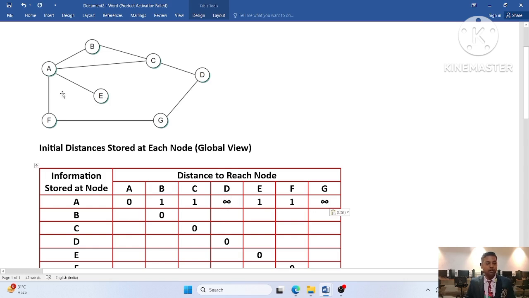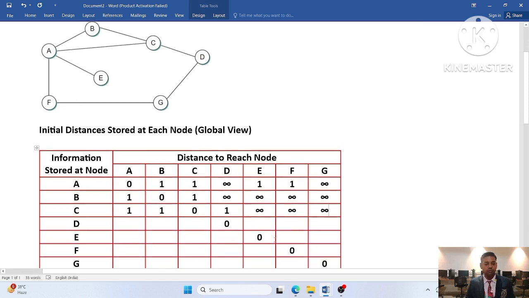Okay. So for router B we have to construct. For B, B to A is 1. B to C is 1. The remaining all are infinity. Why? Because there is no direct link. Similarly, C to A is 1, C to B is 1, C to D is 1. For the remaining there is no direct link, so I will substitute infinity.